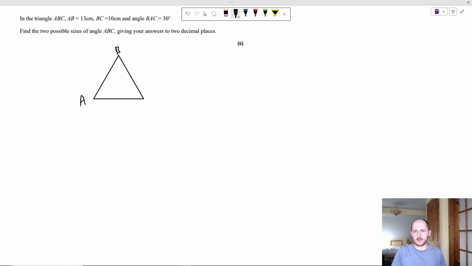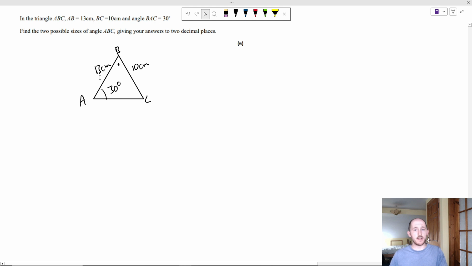A, B, C. AB is 13 centimeters, BC is 10 centimeters, and BAC, this angle here, is 30 degrees. And it says find the two possible sizes of angle ABC. So basically, work out this angle here, and then give your answer to blah, blah, blah. So all we really need to do there is work out what this angle is using the sine or cosine rule. But then why is it saying possible sizes? Well, that's where things get a bit more interesting, and we will come on to that in a second.